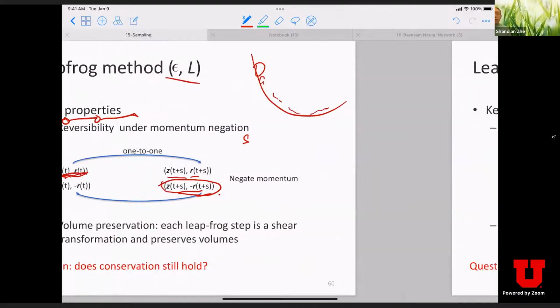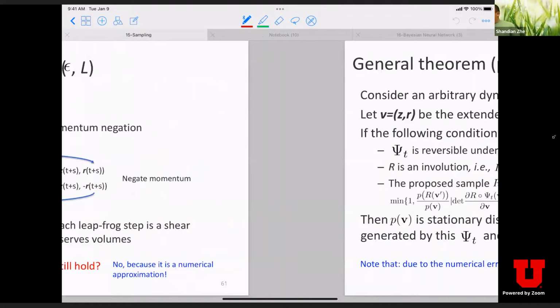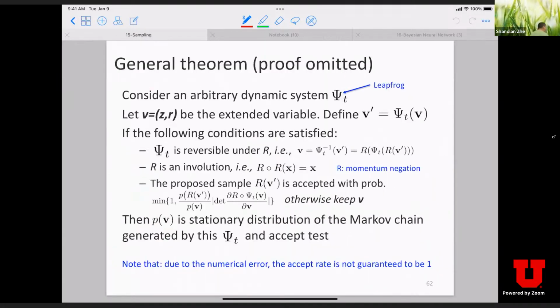In general, you run a numerical integration to generate a proposal. This procedure can be viewed as a dynamic system as well, right? As you mentioned, this theorem does not only apply to physical systems. It applies to any dynamic system. You can use any rule to evolve, right? So now if we apply this proof or this theorem to our leapfrog-based system, let's see what will happen.